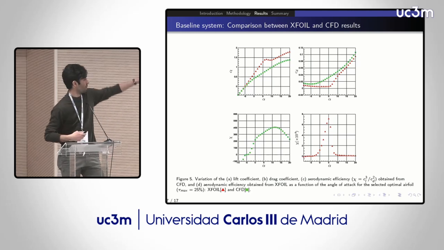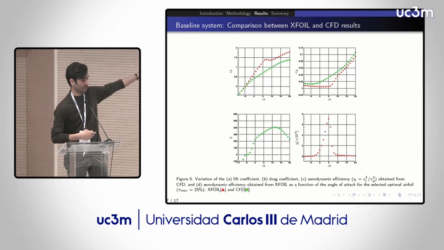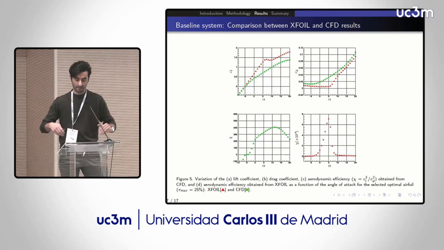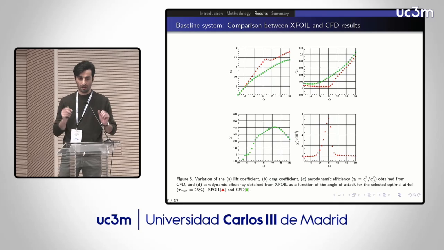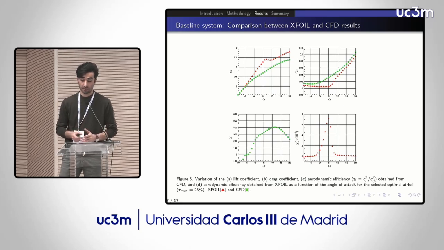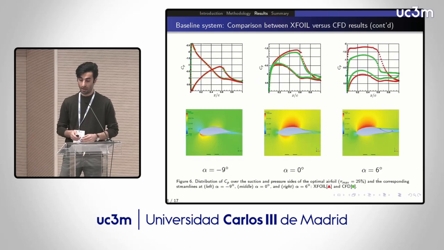So CL is on the top left and CD is on the top right. And then underneath you see what I call aerodynamic efficiency, but it's basically CL cubed over CD squared. So we see order of magnitude differences in prediction. So that's, again, showing that X-foil results are overestimating the potential power.